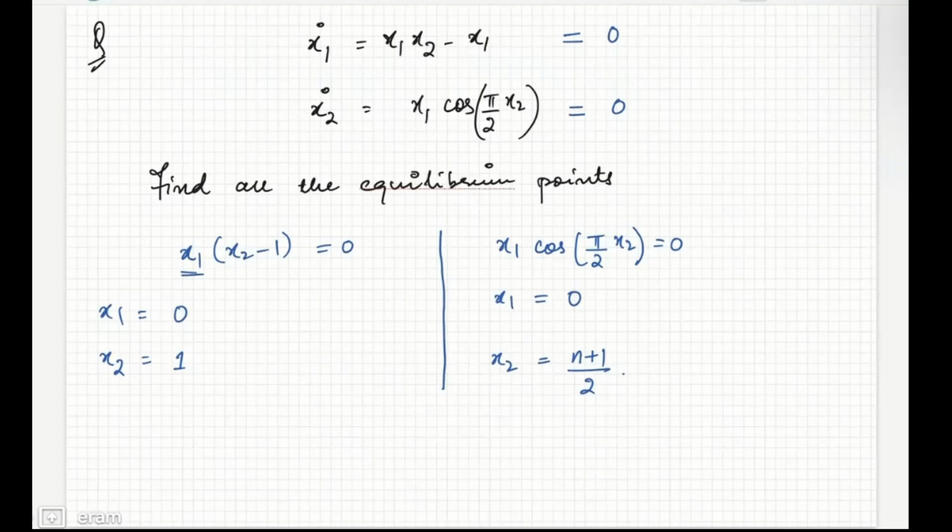Then what will be all the combinations, where n belongs to 0, 1? Not 0 but 1. Okay, so what will be all the combinations of x1 and x2?